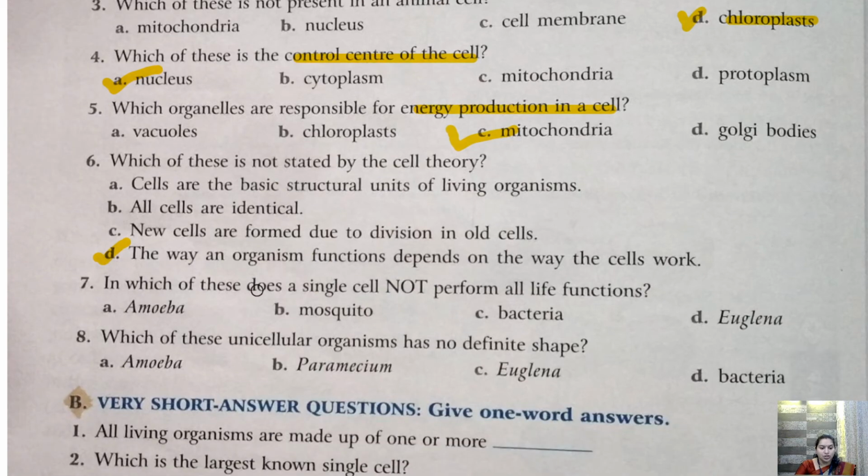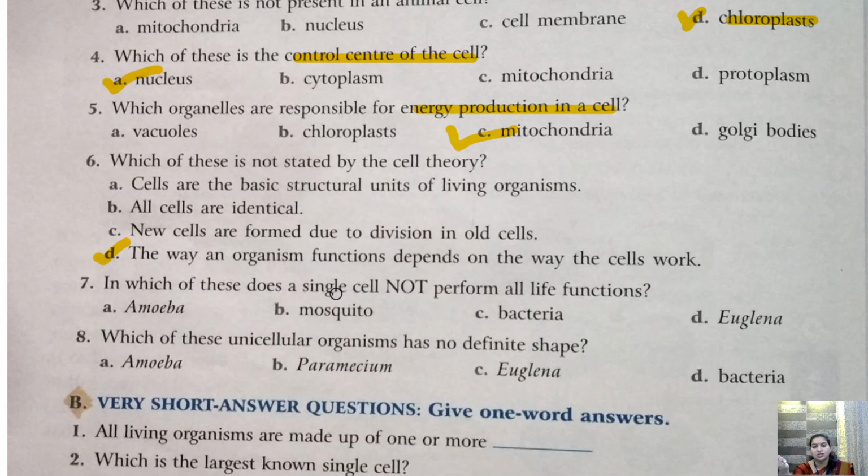Seventh, in which of these does a single cell not perform all life function? So in this question, if we are talking about a single cell, we are talking about a unicellular organism, isn't it? In a unicellular organism we know that all the functions are performed by only one single cell, whereas in a multicellular organism, different cells perform different functions, but in a unicellular there is only one cell.